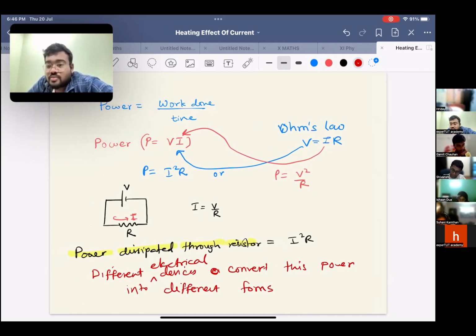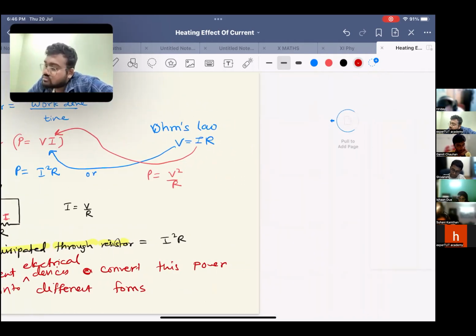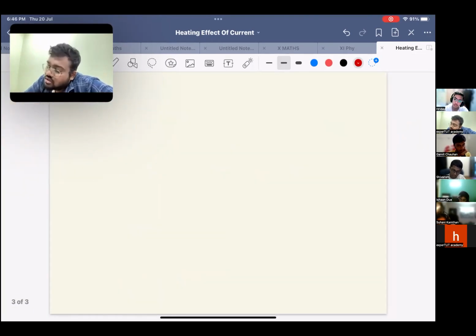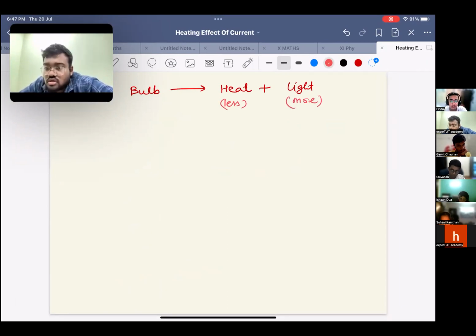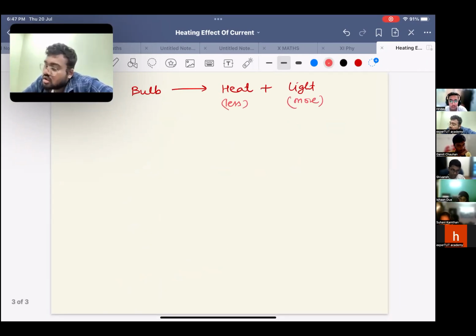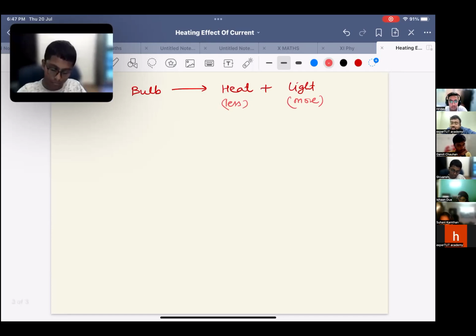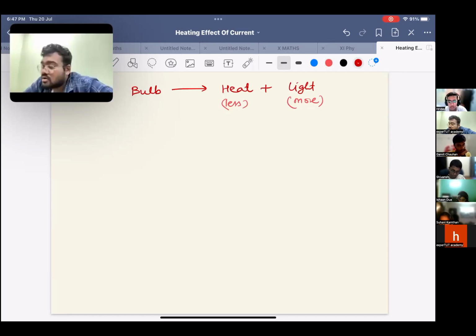Now let's come to the next page. Let's say there is a bulb. Bulb will convert this into heat plus light. Heat is a little, it is less, and light it is more. Okay, understood? Yes. Most of it is converted to light in the case of a bulb.